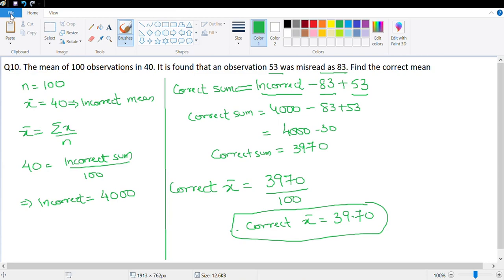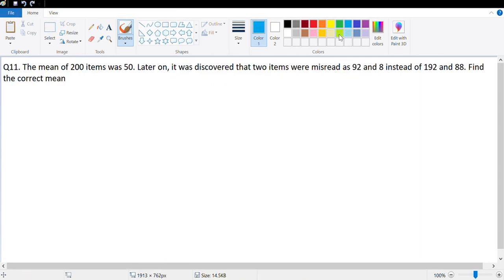Good. Let's look at the next question. The next question that we have is question number 11. The mean of 200 items was 50. Later on, it was discovered that two items were misread as 92 and 8 instead of 192 and 88. Now let's write this again.